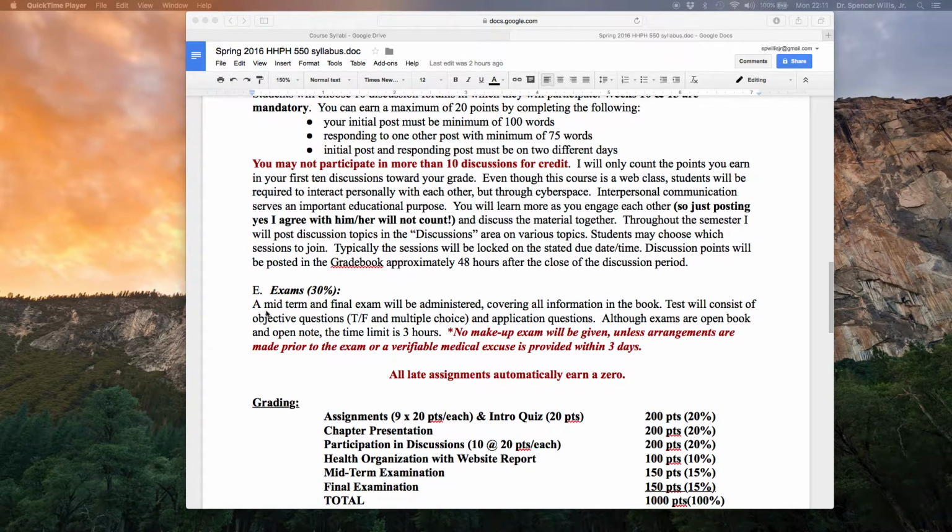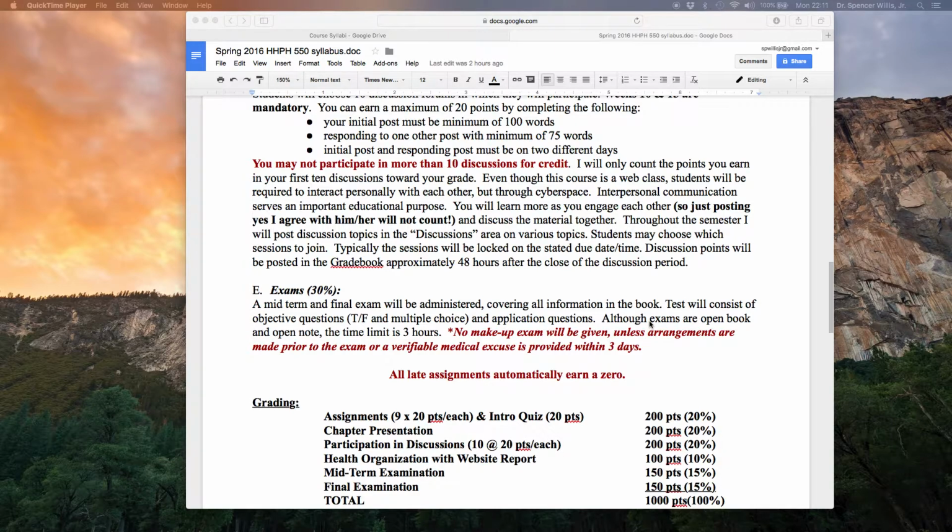And then lastly, you have your exams. So you have 2 exams, the midterm and the final exam. 150 points each, so that's 30% of your grade. The tests will consist of true/false and multiple choice questions, and also some application questions. And they're going to cover everything that's in the textbook.